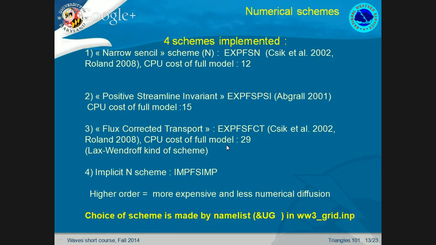If you actually go to the higher order scheme, the explicit FCT scheme, which has very little diffusion, then the cost of the model can be much higher. In that case, the propagation scheme takes a lot of time. The 4th option is to use the implicit scheme.